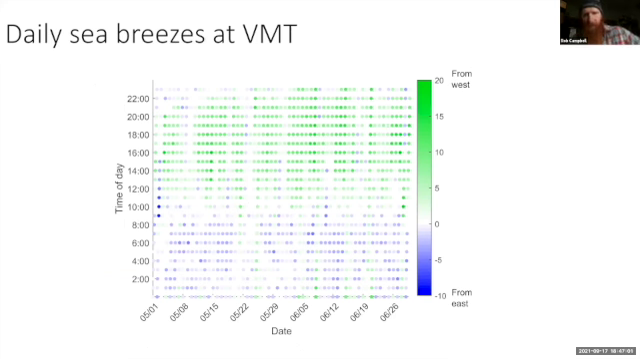So I just took a little bit of the time series from the VMT buoy in May and June. I think that was 2019. And I've just taken that east-west component of the wind and colored it by where it was coming from.